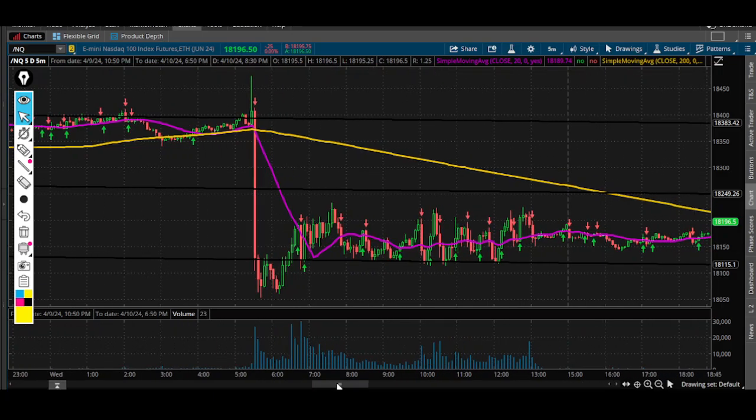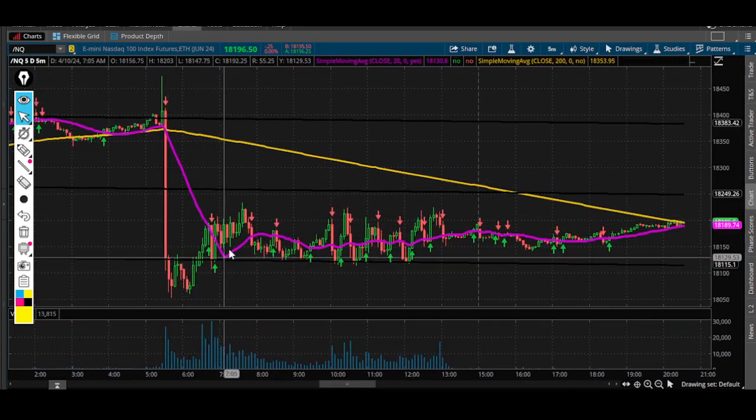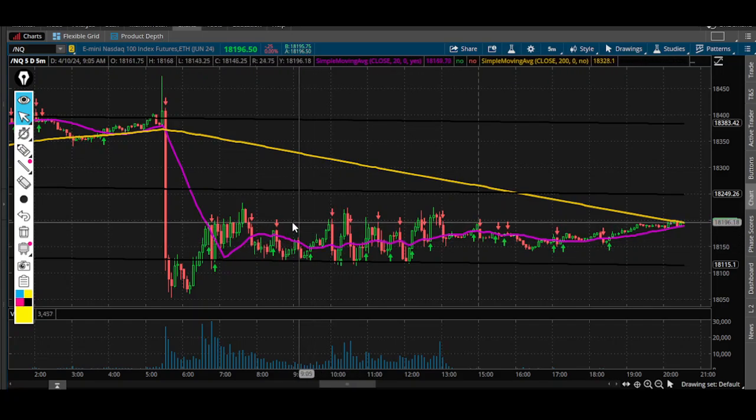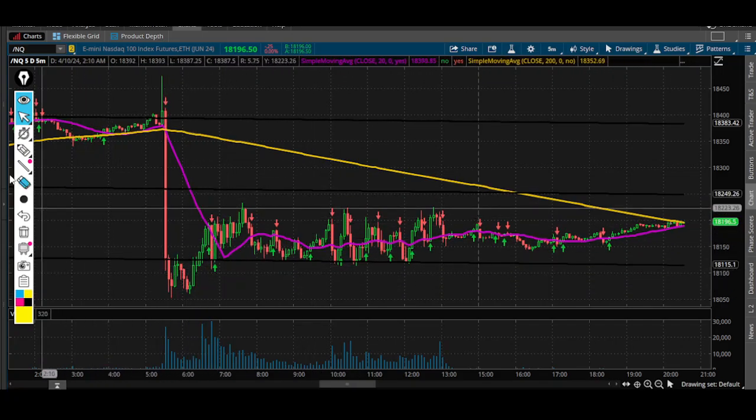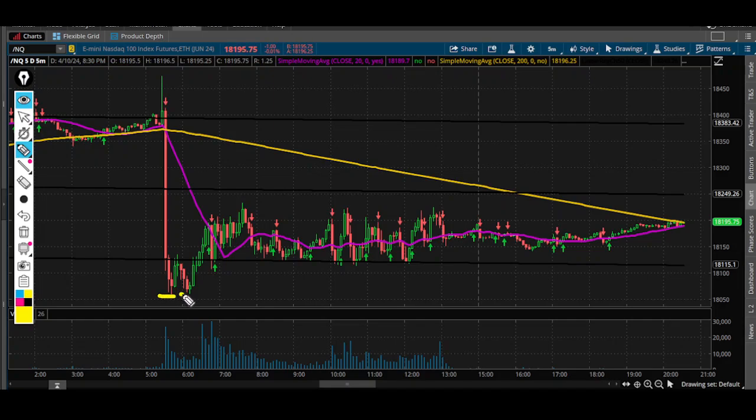Now, the rest of the day kind of just set up this big intraday bear flag. We did have some opportunities. We had a 5-minute time frame double bottom here. I know some of the guys in my room caught this.